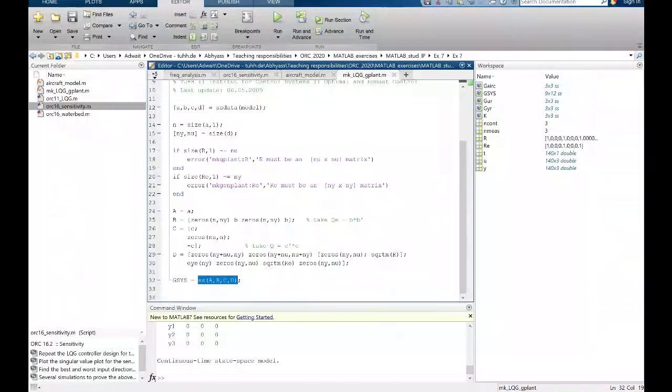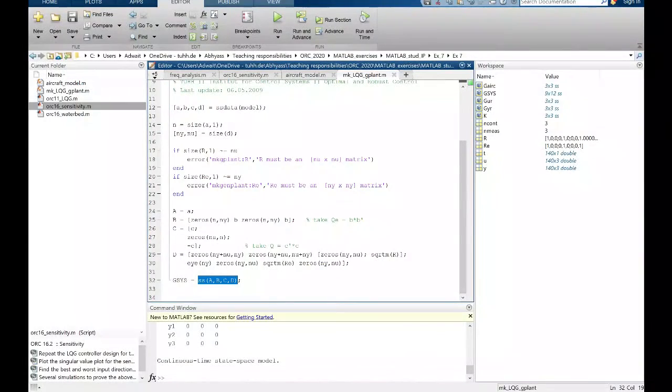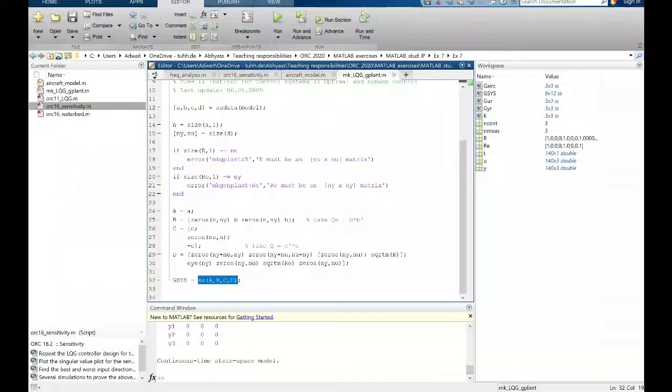You can check, however, that the generalized plant that is returned here is not exactly identical with this one, because you can have multiple generalized plants that work. So for example, you could switch the order of QE and still have the same generalized plant, and I encourage you to have a look at this.